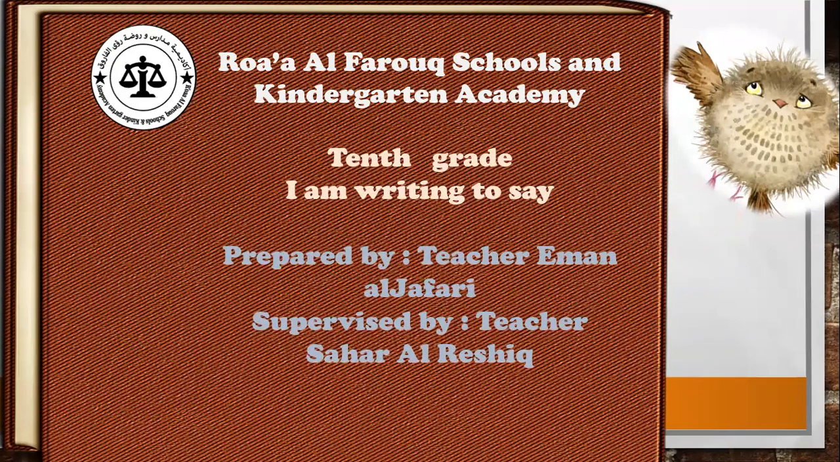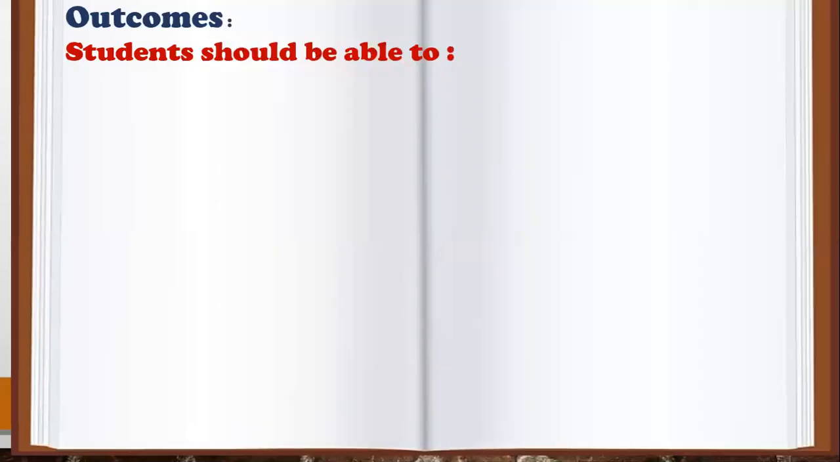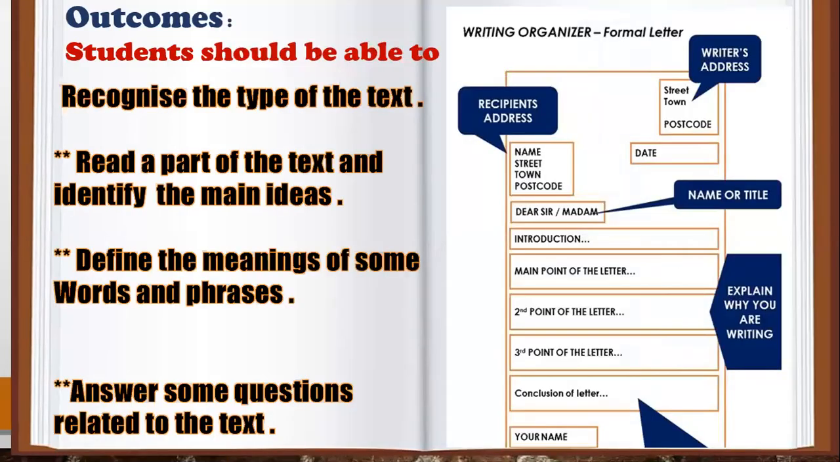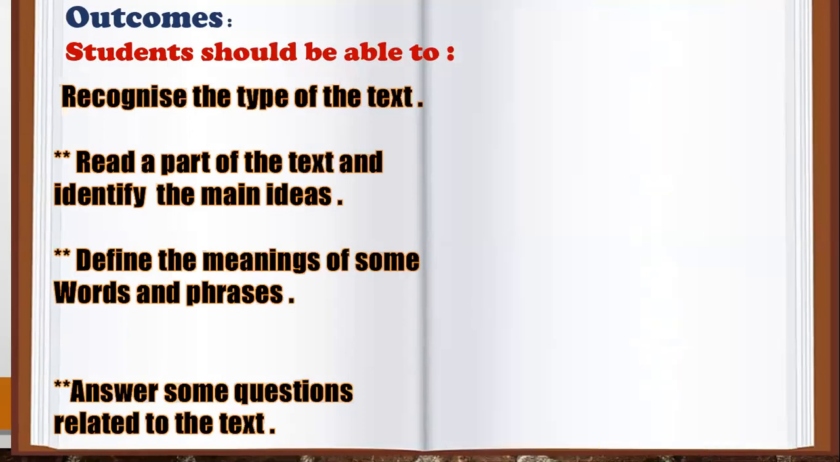In our lesson today, we are going to start with Unit 2 as I told you in our previous lesson. As I told you, the title of this unit is "I am writing to say." So in this lesson, students should be able to recognize the type of the text, read a part of the text and identify the main ideas, define the meanings of some words and phrases, and answer some questions related to the text.